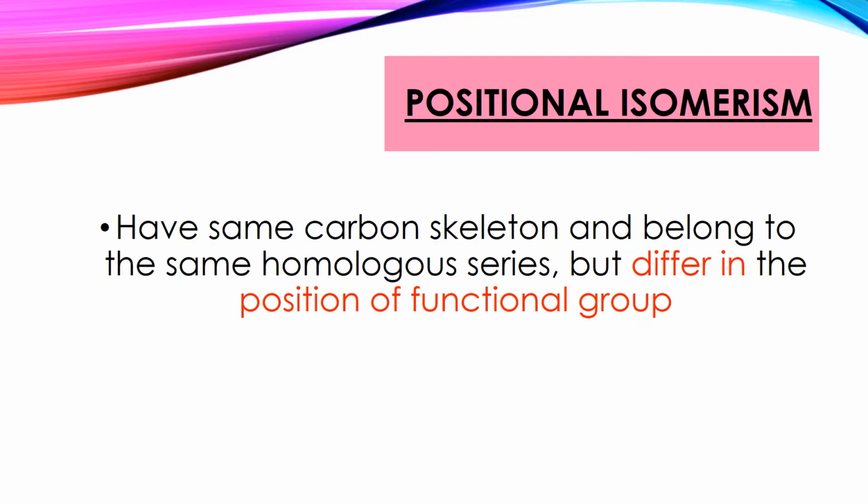Before this, we already learned about chain isomerism. So for today it's about positional isomerism, which is still under structural isomerism or constitutional isomerism. What are the characteristics or definitions of positional isomerism? Positional isomerism have same carbon skeleton and belong to the same homologous series but differ in the position of the functional group. Okay, so now kalau tentang positional isomerism, kedudukan functional group dia yang berbeza.